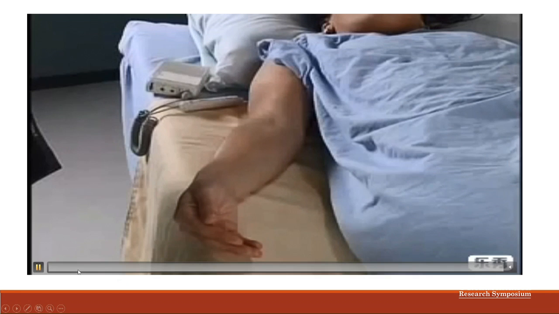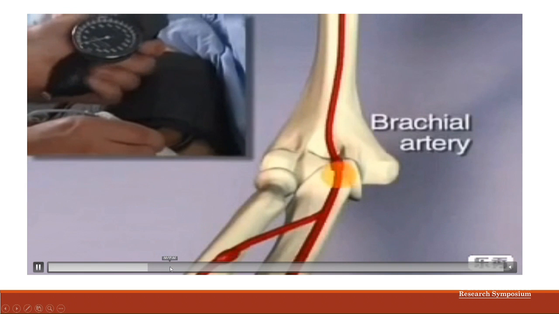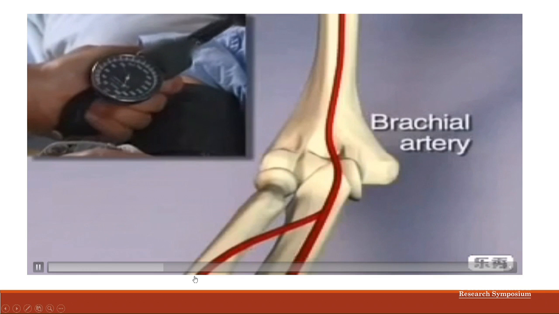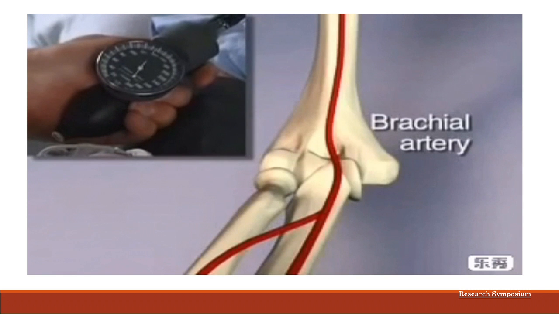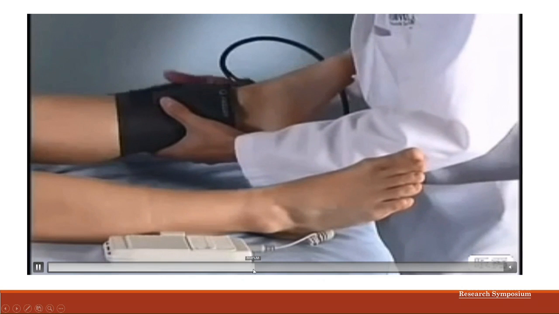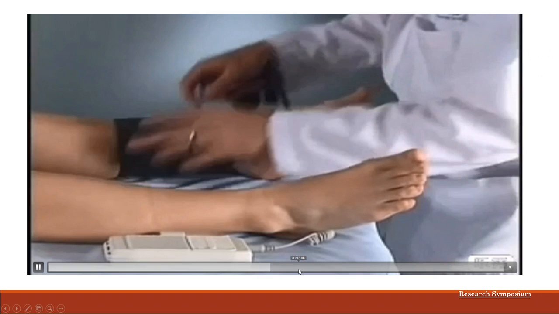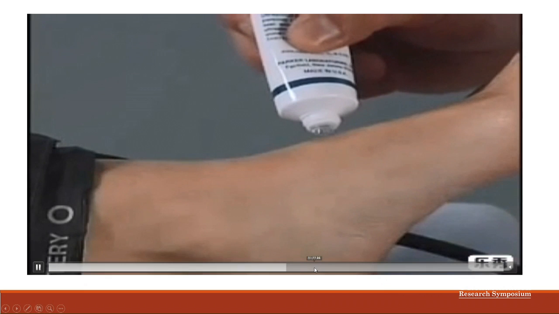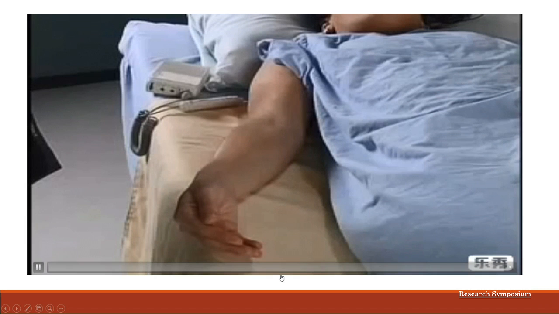Okay. Then we will take the blood pressure as we do in the traditional way. So we start to inflate until the cessation of blood flow, and then we record the systolic blood pressure. And we will do the same measurement for the contralateral brachial artery. We will also take the measurement from the ankle, for both the dorsalis pedis and the posterior tibial artery. If we can palpate, we will use palpation to identify the site of the pulses. If we can't, we will apply gel and use the probe to identify the pulses.